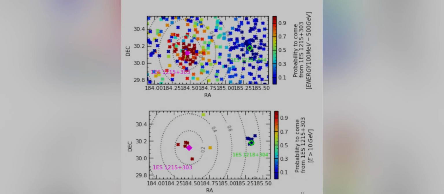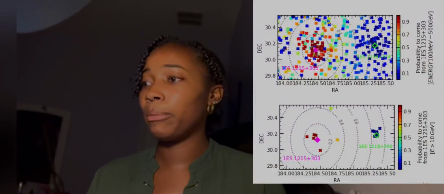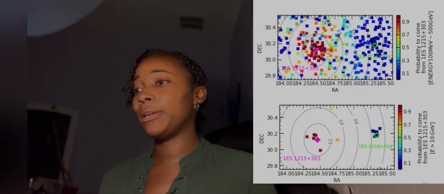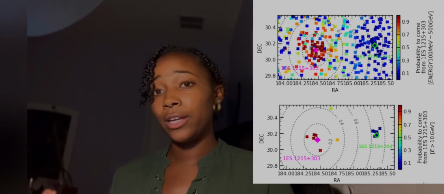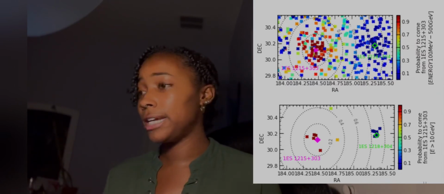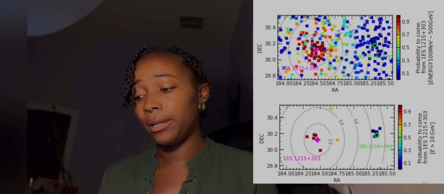So here we have the high energy photon emission probabilities. And the top plot shows the high energy photon emission probabilities for all of the photons within our energy range in this field of view. So the pink diamond there represents our source, 1ES1215+303, and actually the green diamond on the right is another AGN that is very, very close. It's less than a degree away from 1ES1215, so we plotted it there just because of its proximity to our source.